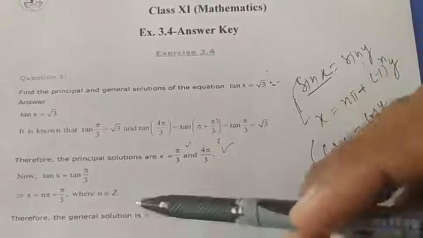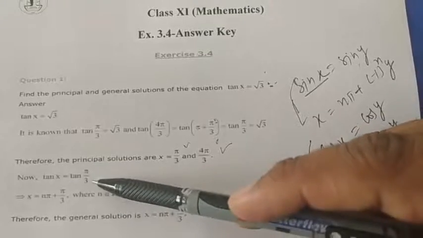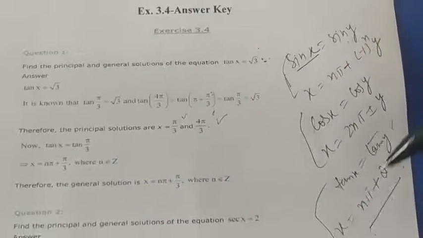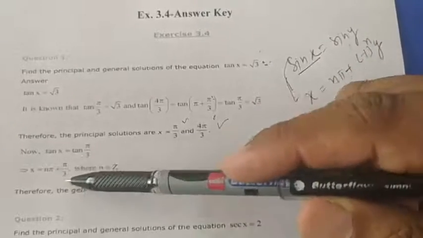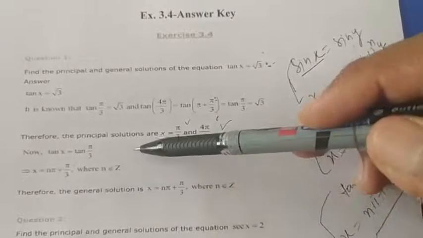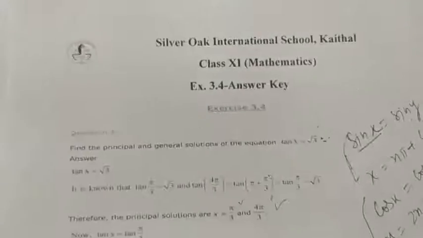Now the general solution: if tan x is equal to tan y, then x is equal to nπ + θ. Here nπ + θ is nπ + π/3. So this is how you will get the principal and general solution. Right?